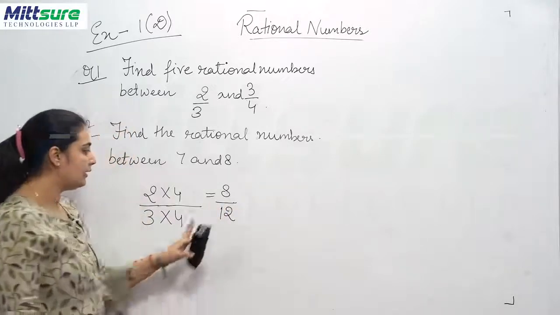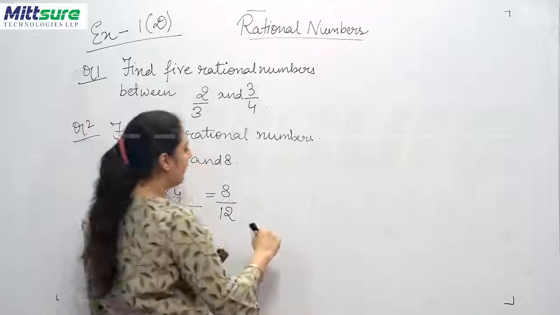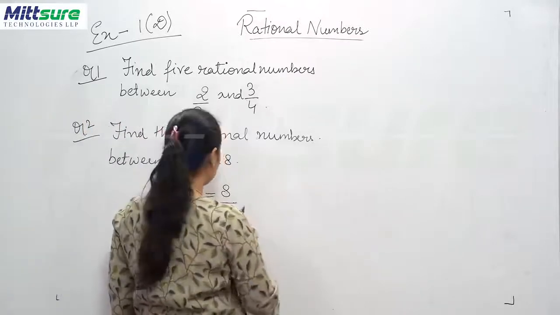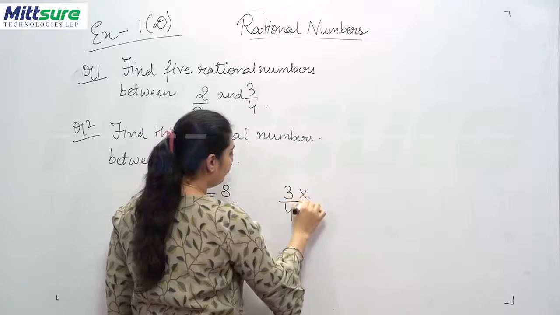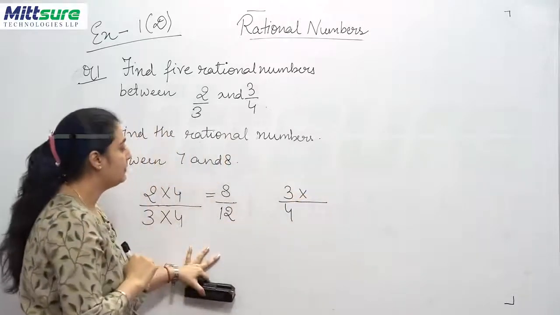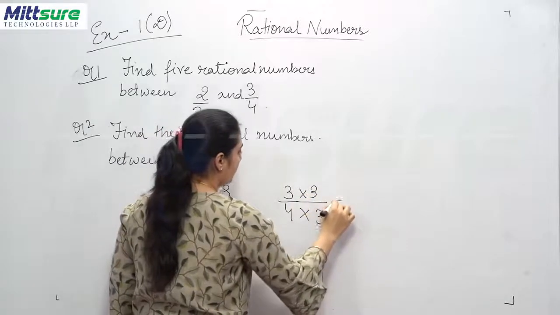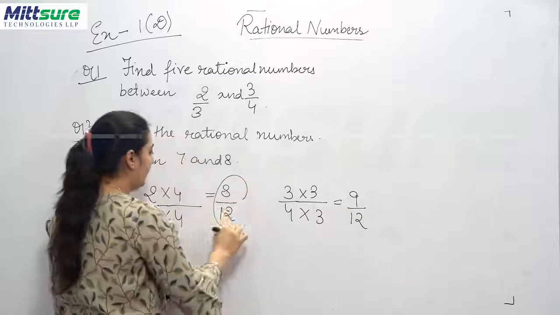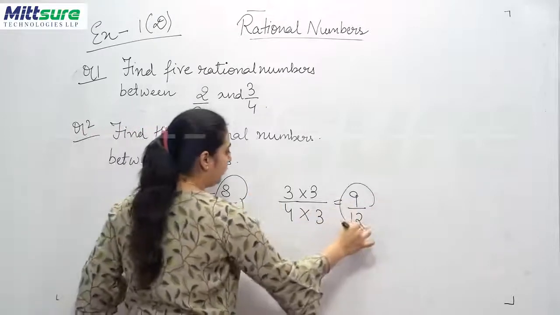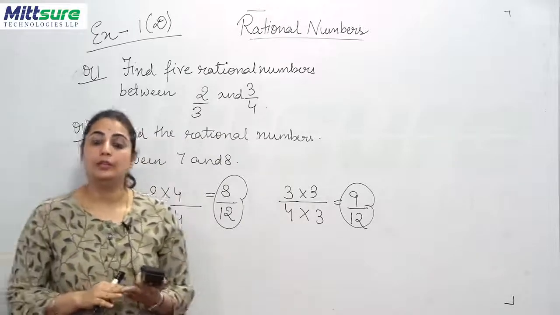Now you can see this is the first rational number. Now 3 upon 4 gives you what? 3 upon 4 will be multiplied by 3. So you will get 9 upon 12. Now see, 8 upon 12 and 9 upon 12. Now we cannot find any rational number between the two.